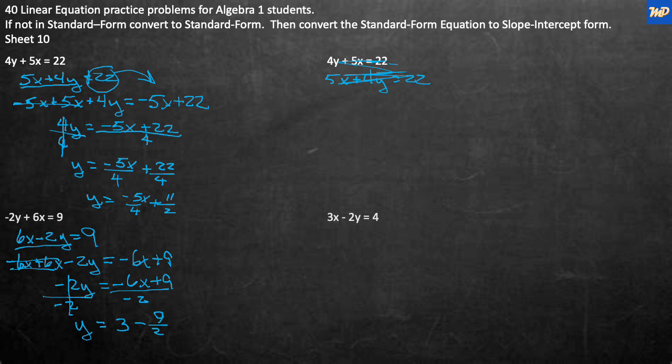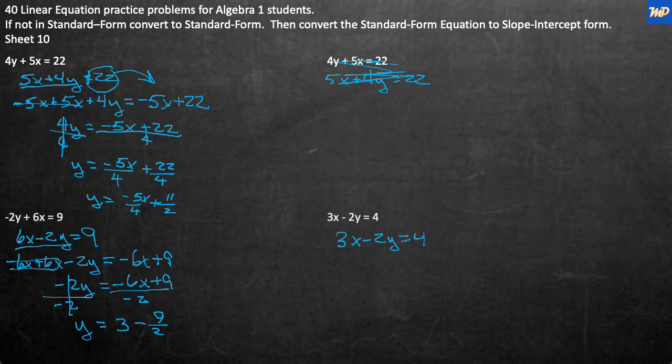Last equation. 3x minus 2y is equal to 4. Everything's good. No common factors. X is positive. No fractions, no decimals. We're in good shape. So we're just going to go straight to slope-intercept. So we're going to say 3x minus 2y equals 4.